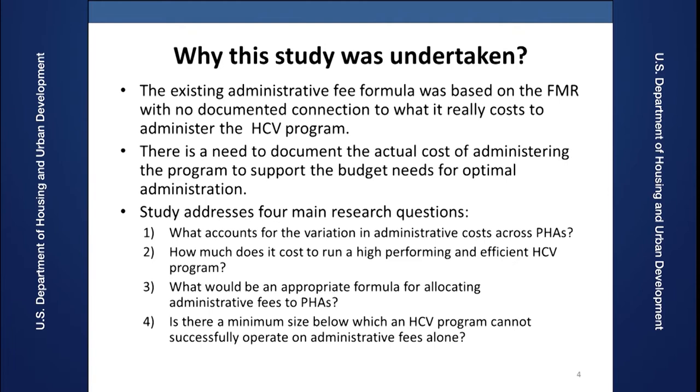So why was the study undertaken? As was mentioned during the introductory remarks, since the beginning of the program in the mid-70s, the formula for allocating administrative fees has largely relied on differences in fair market rents, with agencies in areas with higher fair market rents getting a higher fee per voucher, and agencies in areas with lower fair market rents getting a lower fee. And the formula was based on the theory that FMRs correlate with local wage rates and other costs of operation, but wasn't based on the actual costs of running the program.